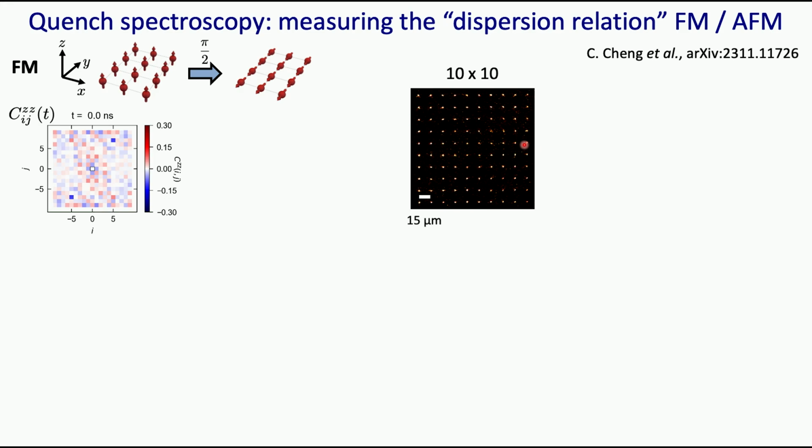Now we measure, as a function of time, how the ZZ correlations evolve in the system. It means that we measure, on each realization of the experiment, the state of each of the atoms. We can do that because, of course, we can resolve and assess the state of each of the atoms. And we measure the correlation. So this is a 2D map of these correlations.